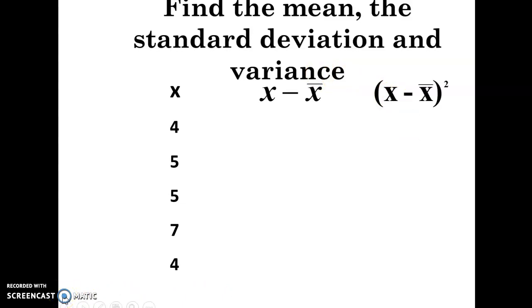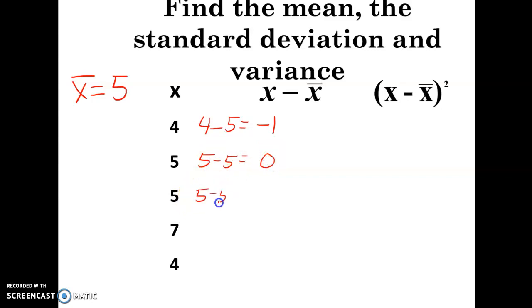You pause the video and give it a shot. Okay, so hopefully you've had a chance to try it. So our mean is 5. So we're going to take 4 minus 5, and we get negative 1. We're going to do 5 minus 5, and we get 0. 5 minus 5, and we get 0. We're going to do 7 minus 5, and that's 2. And then 4 minus 5, and that's negative 1.